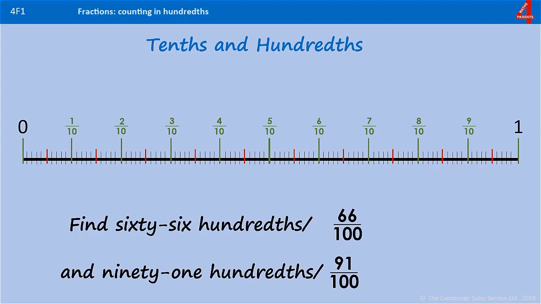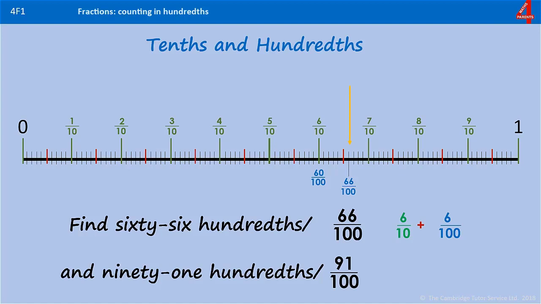Here are two for you to try. Find 66/100ths and 91/100ths. Pause the video, have a go. First one, 66/100ths. Remember how many tenths and hundredths there are. There are 6/10ths and 6/100ths. So to find 66/100ths on the line, we can find 6/10ths and then move along 6/100ths.